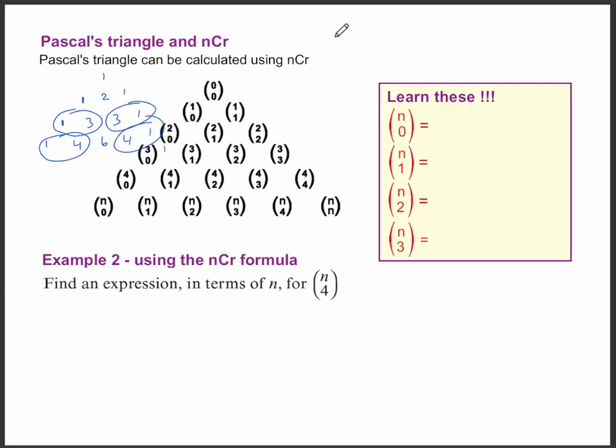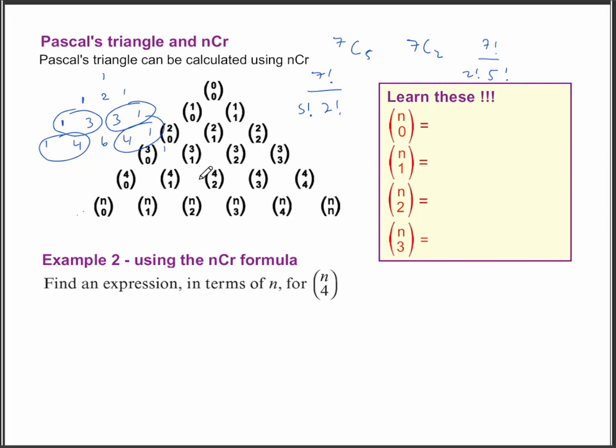Because if I have 7 choose 5 and I have 7 choose 2, both of these are the exact same. Why? Because 7 choose 5 is 7 factorial over 5 factorial times (7 minus 5), which is just 2 factorial. This is going to be the same thing as 7 factorial over 2 factorial times (7 minus 2) factorial, which is just 5 factorial. So these are going to be the exact same.